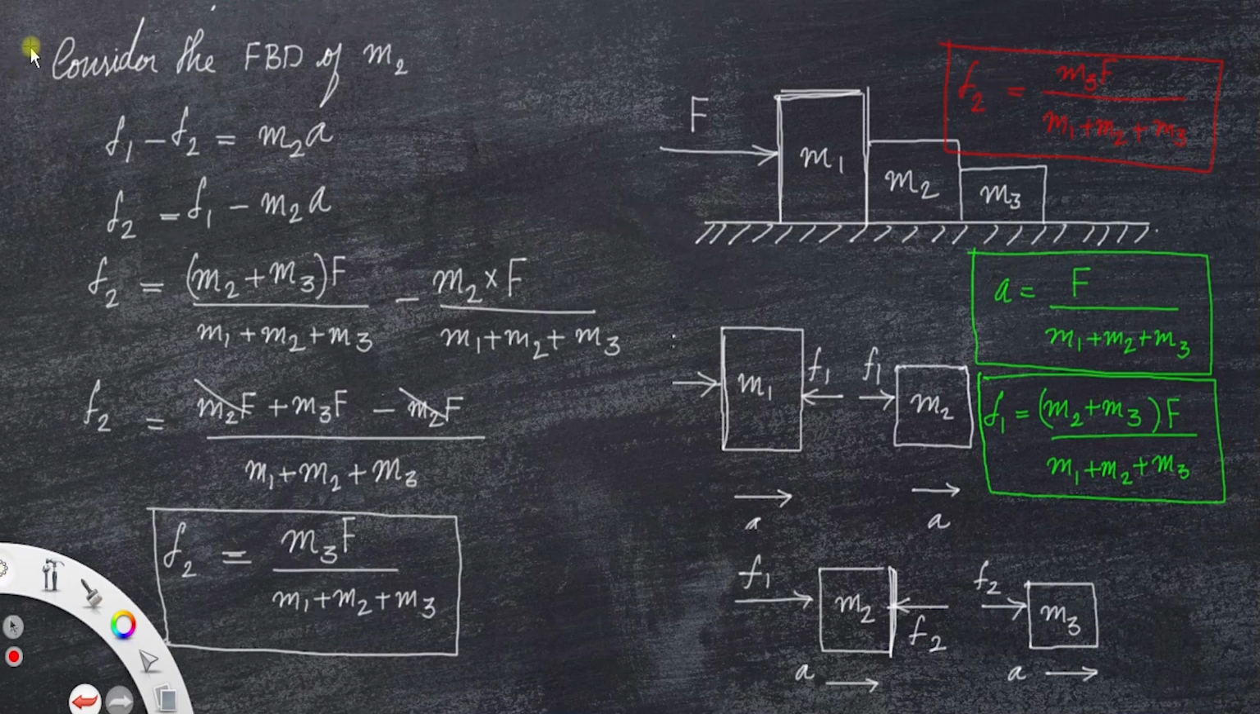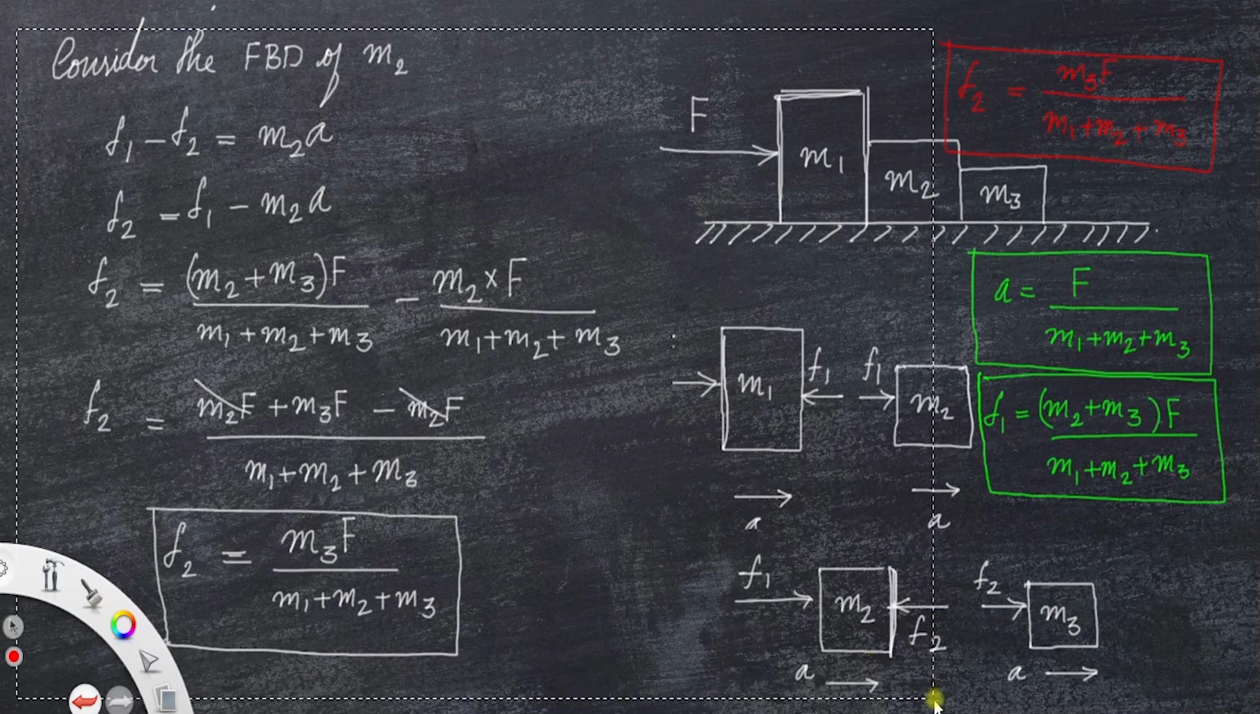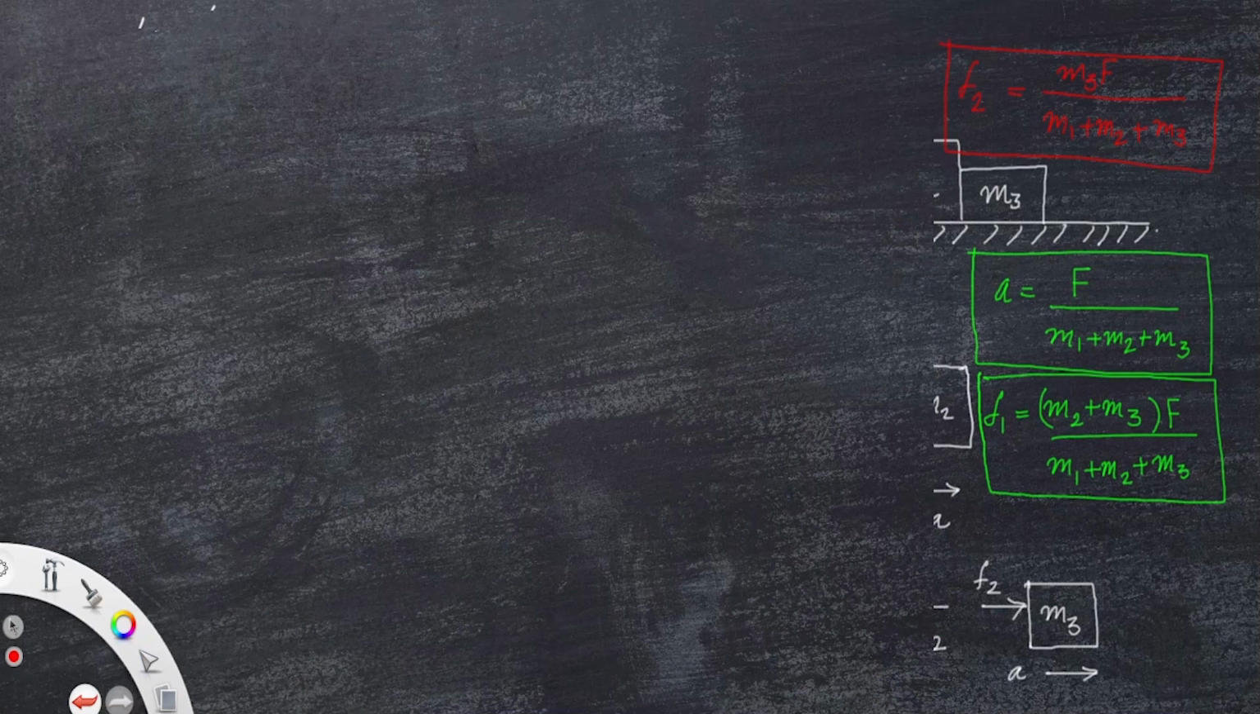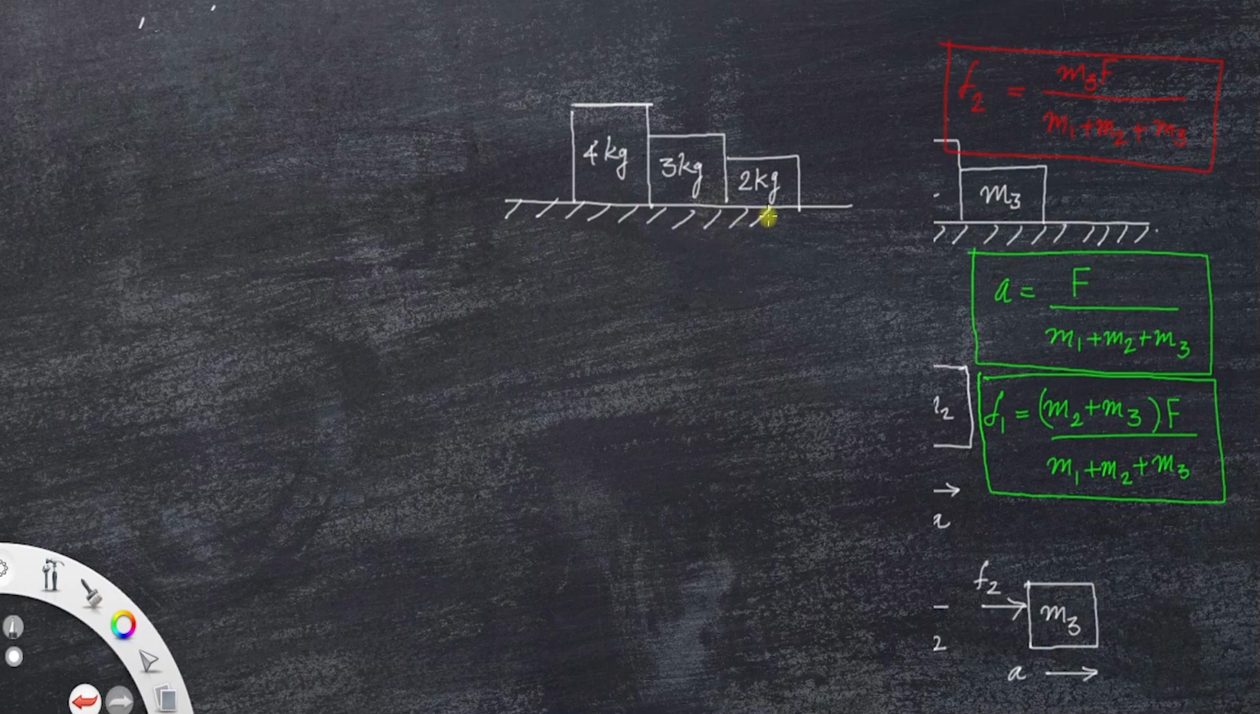This time we have three masses. Let's say we have three masses, a 4 kilogram mass, a 3 kilogram mass, and let's say a 2 kilogram mass. They are placed on a frictionless surface, connected to each other, and are given a force F equal to 80 Newton on the left hand side.